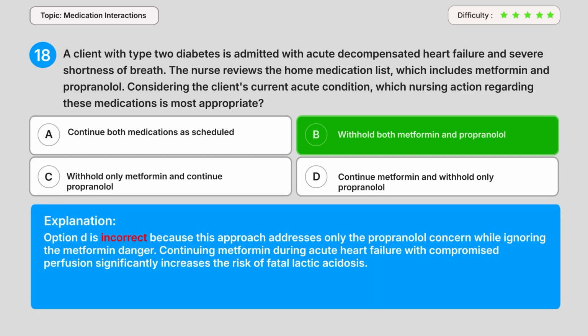Option D is incorrect because this approach addresses only the propranolol concern while ignoring the metformin danger. Continuing metformin during acute heart failure with compromised perfusion significantly increases the risk of fatal lactic acidosis. A type 2 diabetic on metformin and propranolol gets admitted with acute decompensated heart failure and severe dyspnea. Which meds do you hold? Both of them. Metformin we already covered.